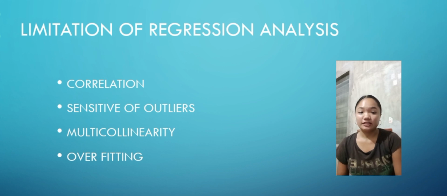Third is multicollinearity issues. When predictors are highly correlated, it becomes difficult to isolate the effect of each variable. Last, number 4, is overfitting. Too many predictors can make the model fit noise instead of the underlying pattern, and it reduces predictive accuracy.